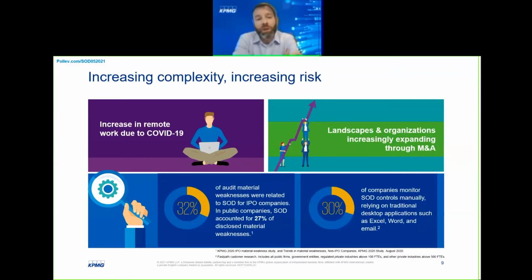And then when we talk about the root cause of what is pushing a lot of this, a lot of it are these factors: technology, M&A, COVID. But really, where it starts to break down is we've seen that almost a third of companies are still doing this manually using things like Excel, Word, and email, right? So there's no automation being leveraged here, which is really driving a lot of these failures and a lot of these issues. So why don't we move on to the next slide, Pam?